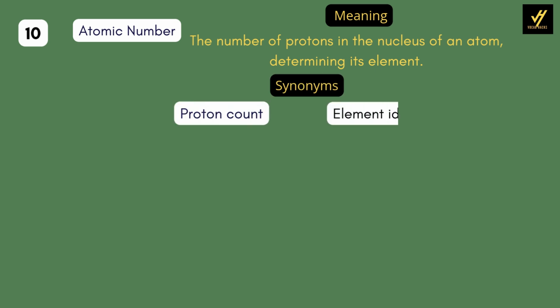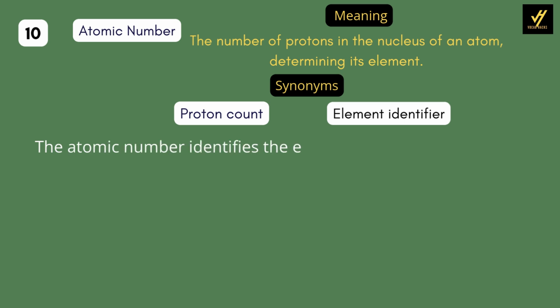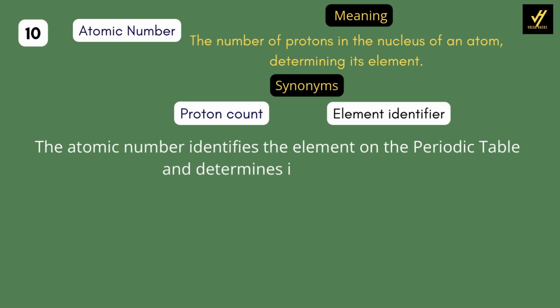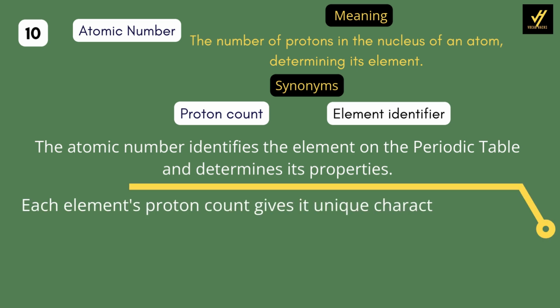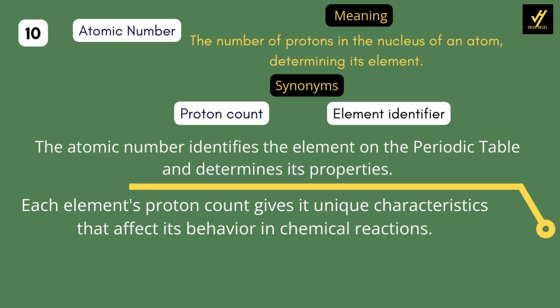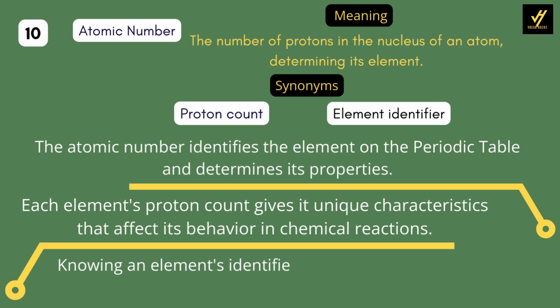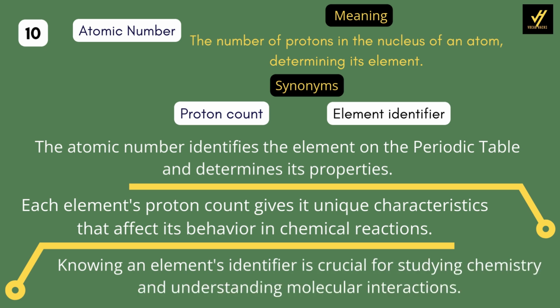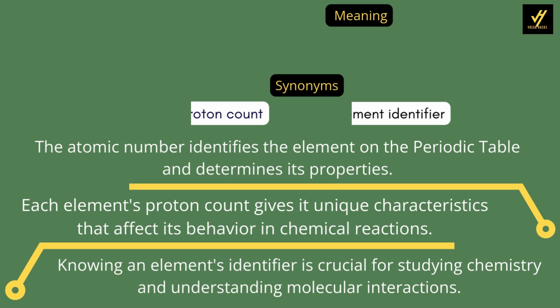Proton count, element identifier. The atomic number identifies the element on the periodic table and determines its properties. Each element's proton count gives it unique characteristics that affect its behavior in chemical reactions. Knowing an element's identifier is crucial for studying chemistry and understanding molecular interactions.